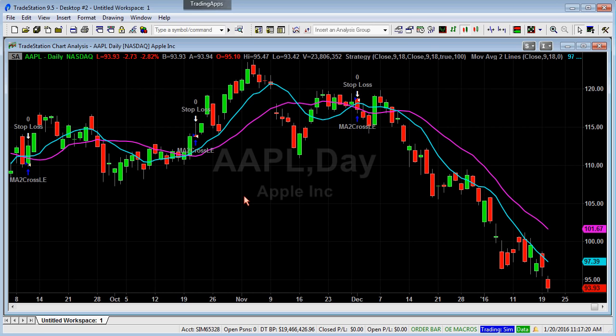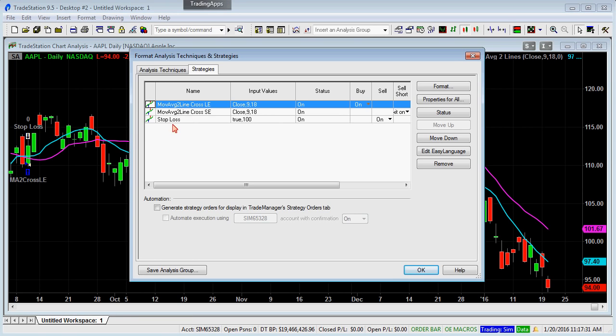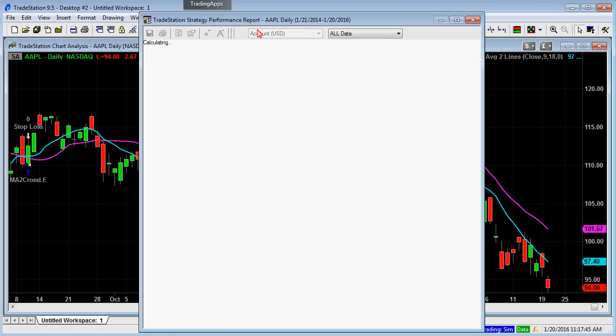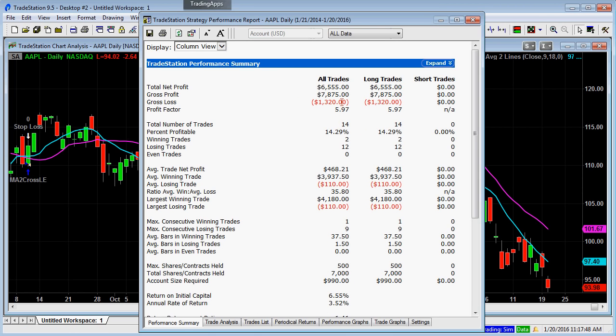In fact, it applied that optimal value to the strategy without me even doing anything. If I go back to format strategy, you can see how the stop loss was changed to 100. I did have 500 before, but it seems like the strategy found that 100 would have given me better results. If I go to the strategy performance report, I can see that that is completely true. I'm not sure if you remember, but my net profit was down in the 1700s. Now it's 6,500.